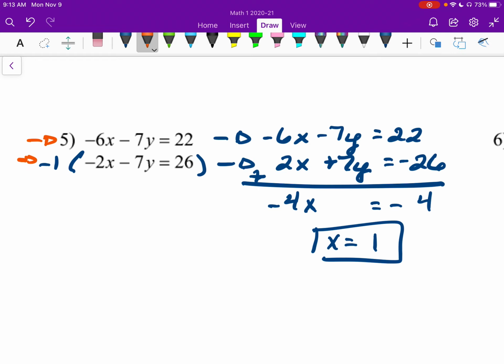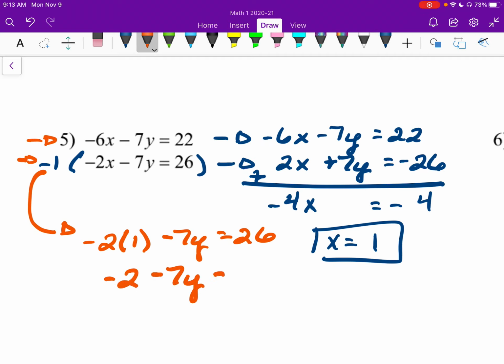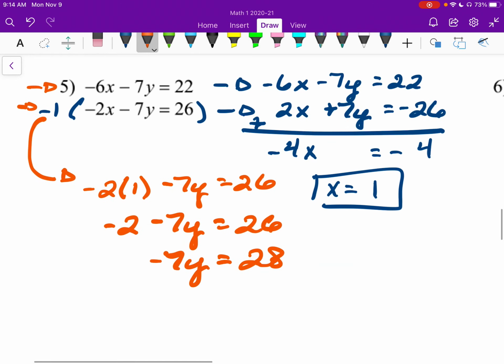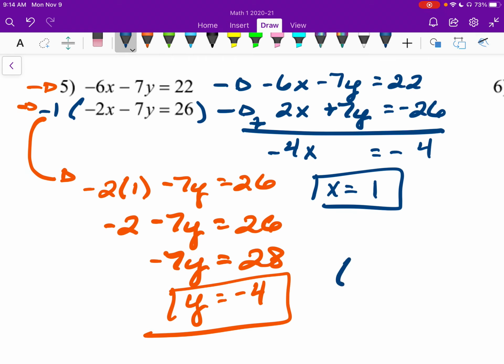I plug that into one of the equations. I'm going to pick the bottom one. I'm going to have negative 2 times 1 minus 7y equals 26. So negative 2 minus 7y is 26. So negative 7y is, what is that, 28? And y is going to be negative 4, right? 28 divided by negative 7 gives me negative 4. I write my answer as a point (x, y): (1, -4).